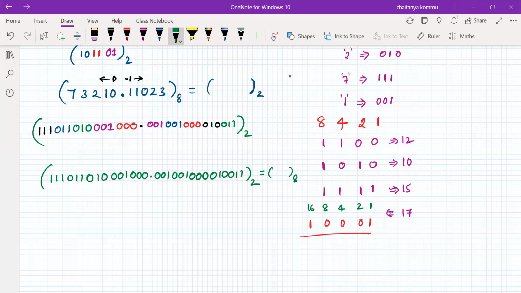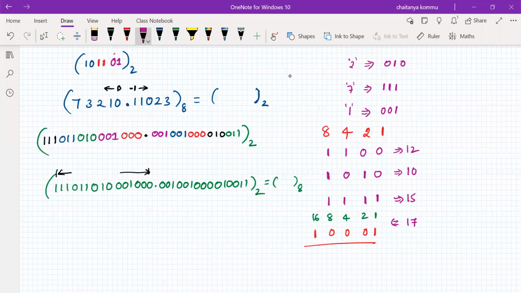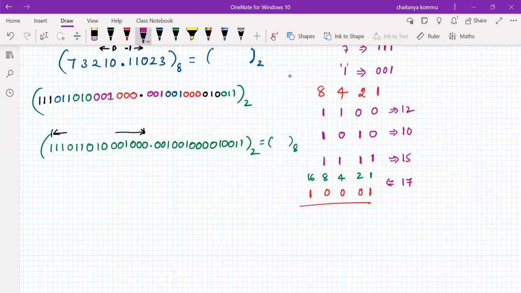We need base 8. That means every digit in octal will be represented by 3 bits, right? First we concentrate on the integer part. We have to separate, not divide, the number into groups of 3 bits. Whenever we have an octal point, from that one onwards we should start. So I consider these first 3.